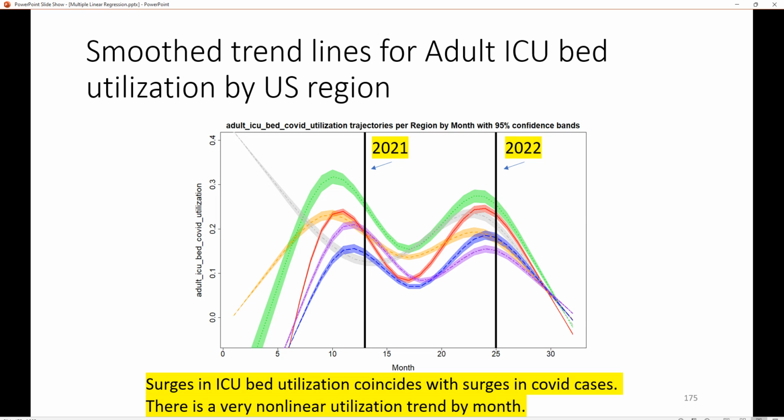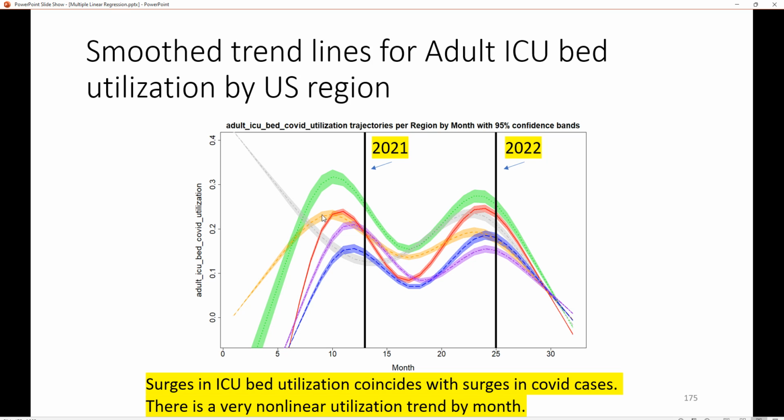So something that we should begin to consider is what might give us those counterintuitive results. Is there something that we're missing from our model? We discussed confounding in the previous weeks. Maybe there's something that affects our outcome, or maybe there's something that we didn't implement in our model. Maybe there's an assumption that we should consider relaxing, such as linearity. We see here in this slide, we're looking at smooth trend lines for adult ICU bed utilization by U.S. region.